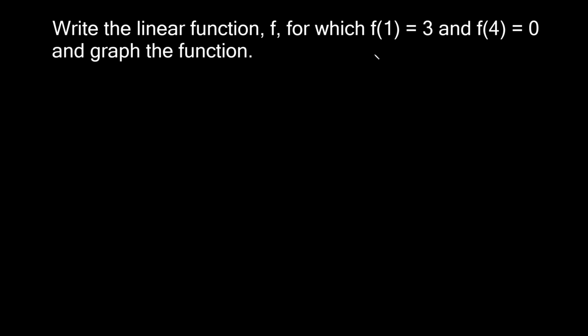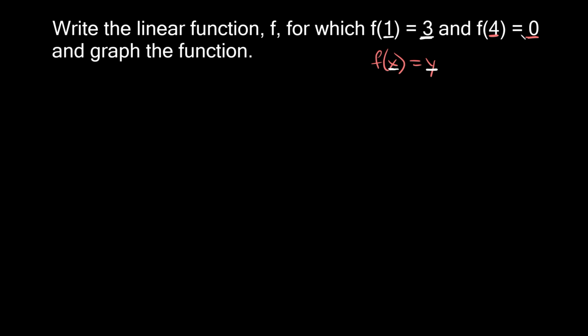Remember, this is basically set up as f of x is equal to some output y. So here we're given the x and y coordinate. Here, f of 1 is equal to 3 is really just a coordinate. The x coordinate is 1 and the y coordinate is 3. Same thing over here, f of 4 is equal to 0. This is the x coordinate and this is the y coordinate.